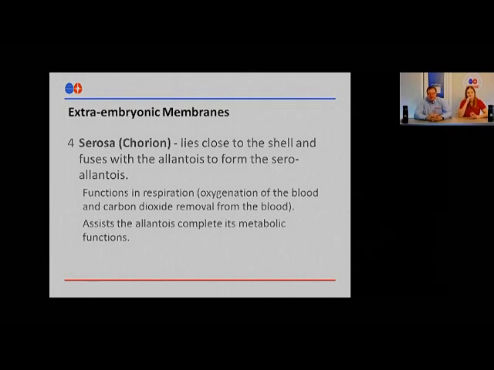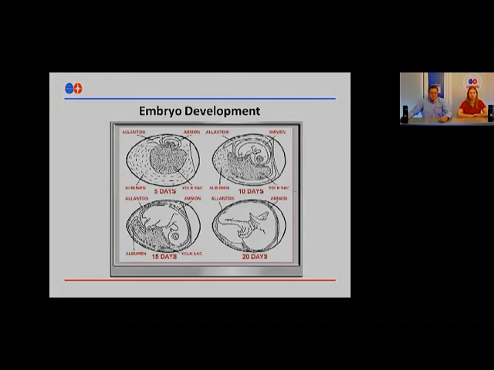And then we have the serosa, the chorion. It functions as part of respiration, oxygenates the blood, removes the CO2 from the blood, and assists the allantois in completing its metabolic functions. So these are some of the extra-embryonic membranes that are formed and developed very early. Again, these things are happening early. They have to happen properly. So the times these are developing are right about the time the egg is laid and the next few days. Many of these things are still developing and forming. And so if we have issues that prohibit this from developing properly, they're going to result in a chick that does not have the ability to survive.